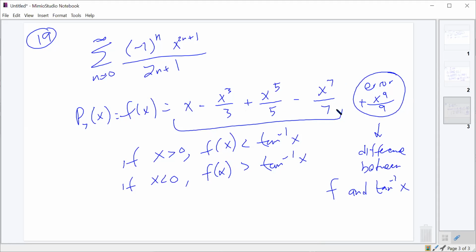Right? So after the x to the 7th over 7 term, if x is a positive value, I've gone to the left of the actual value of it. I've gone smaller than the actual value, because the next term, which will be a positive term, will have to bring me back to the right, or to a larger value than the actual value. That makes sense to everybody? And then vice versa, if x is negative, it's the opposite.